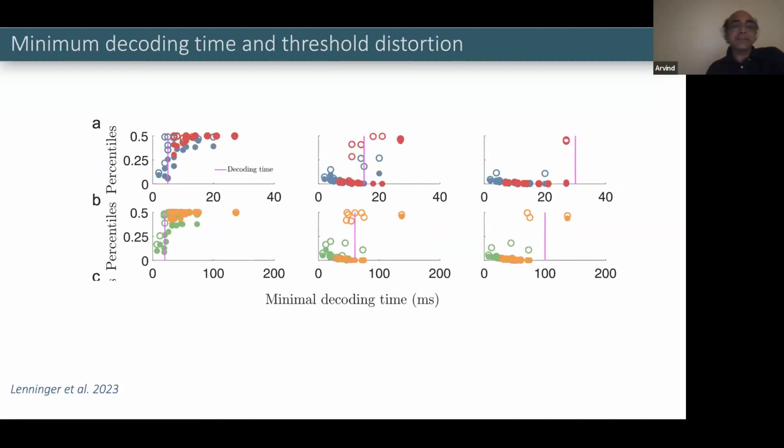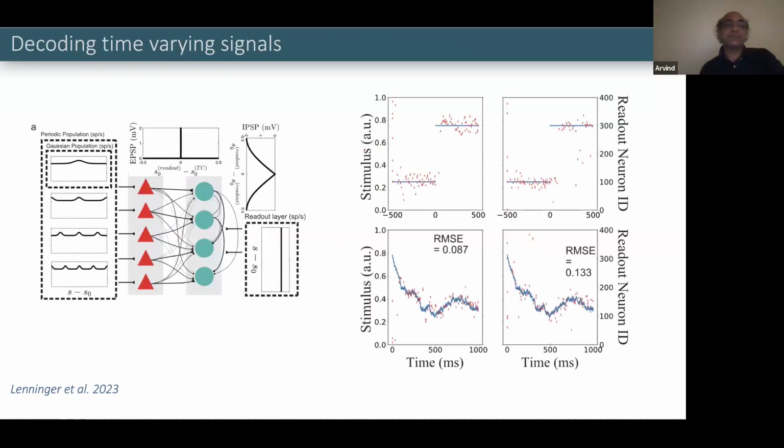And this is yet another way to show this, how the error distribution changes as a function of decoding time. So this is the time when you want to decode, and this is how the error is distributed. As you give yourself more and more time, this error drops down. So that's basically the story.